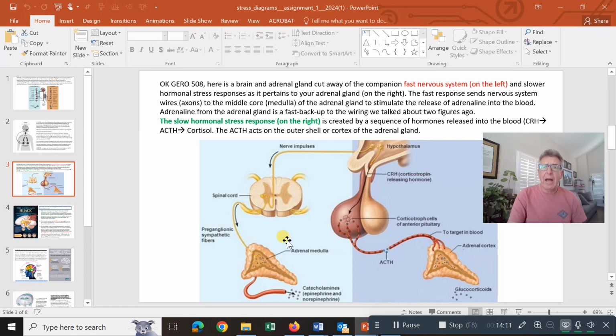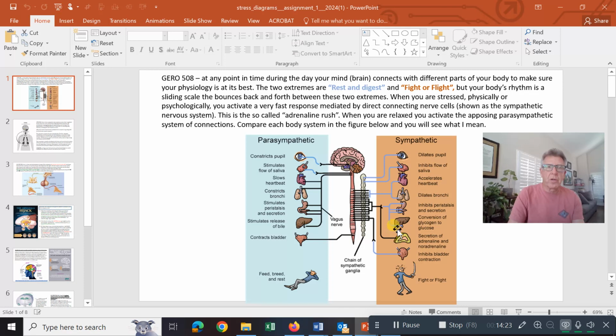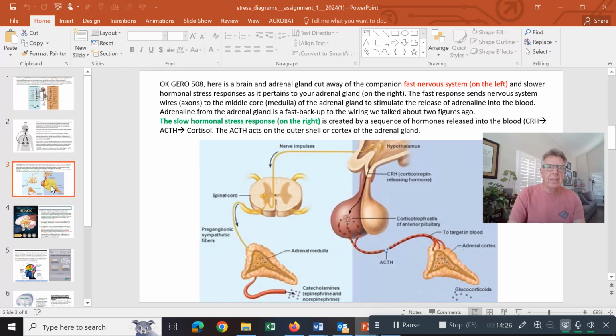Now, at the same time, we have this slow response right here. This is the hypothalamus not hardwired down to the spinal cord like we saw here, but connecting directly with the pituitary gland, releasing a hormone into the bloodstream. That hormone then activates special cells that release another hormone into the bloodstream, which goes down and activates the outer shell to release cortisol. So that's the physiology of this.